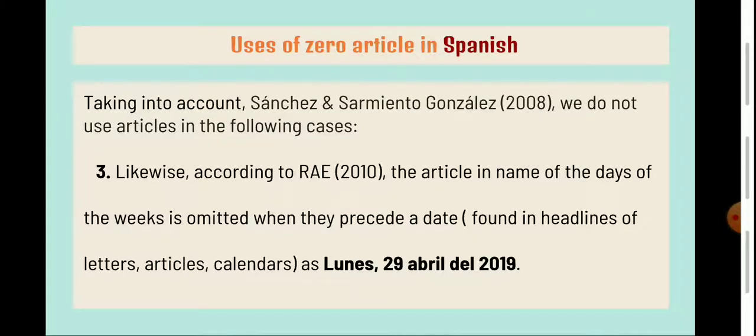In the same way, according to the RAE, the article in names of the days of the week is omitted when they precede a date. This is normally found in headlines of letters, articles, and calendars, such as lunes 29 de abril, sábado 10 de agosto del 2019.